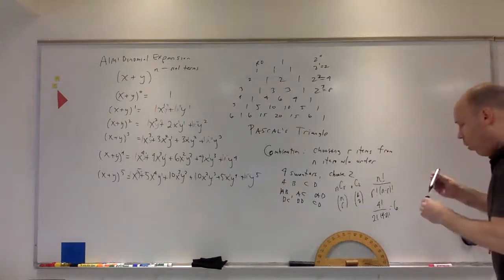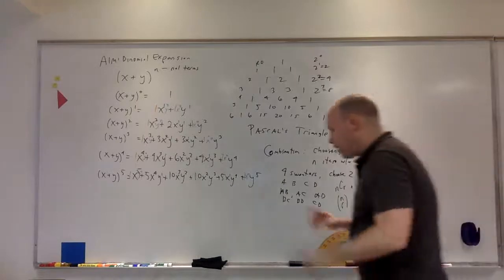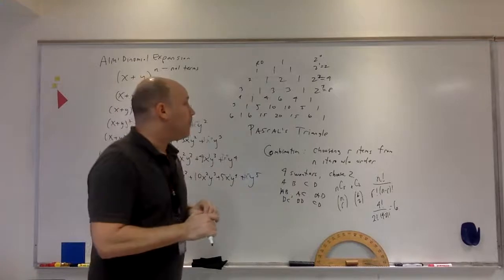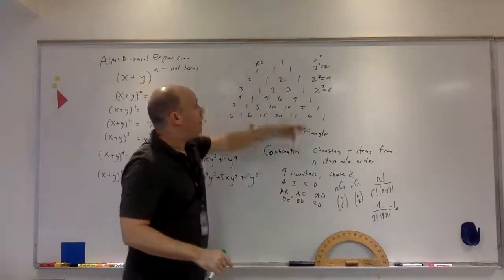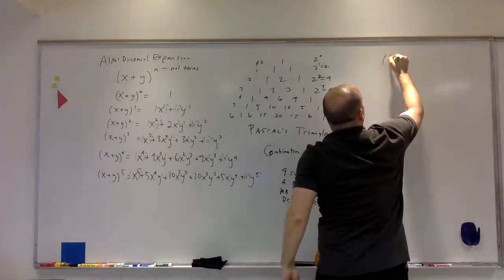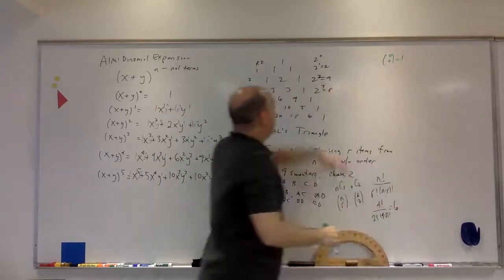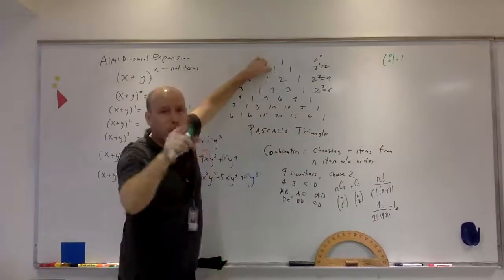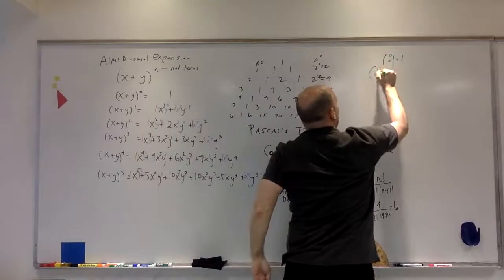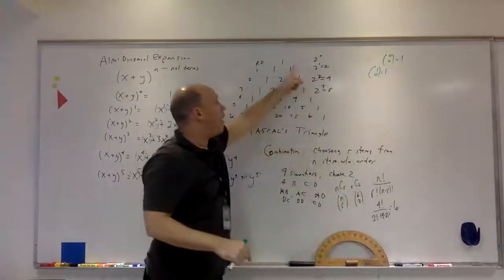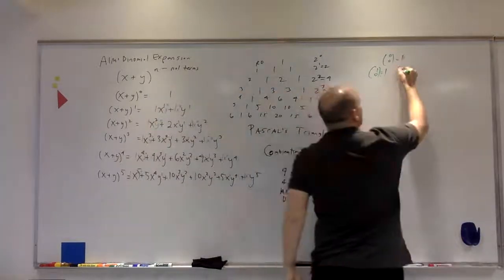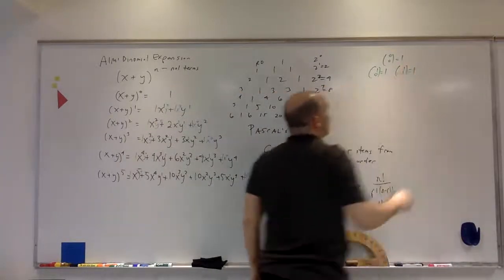It turns out that all of these, this is kind of cool, all of these actually are combinations. So this is row 0, 0. It turns out this is 0 choose 0 equals 1. If I have nothing, how many ways can I choose nothing? 1. If I have one object and I want to choose 1, there's only one way to do that either. It turns out each row of Pascal's triangle is actually a combination.